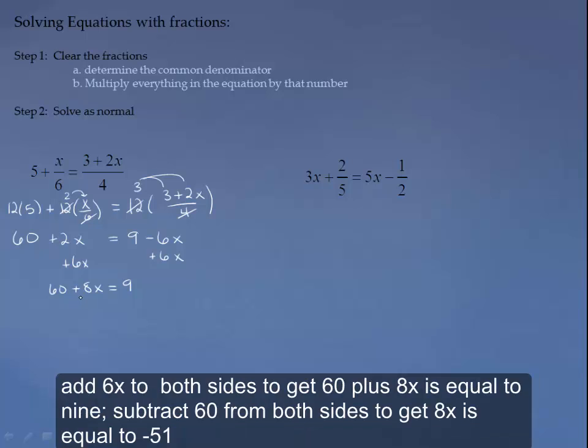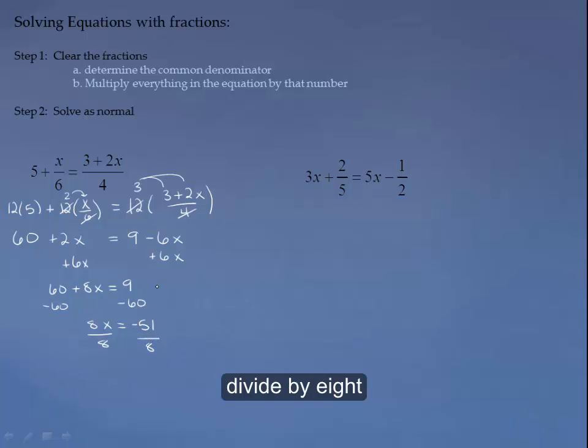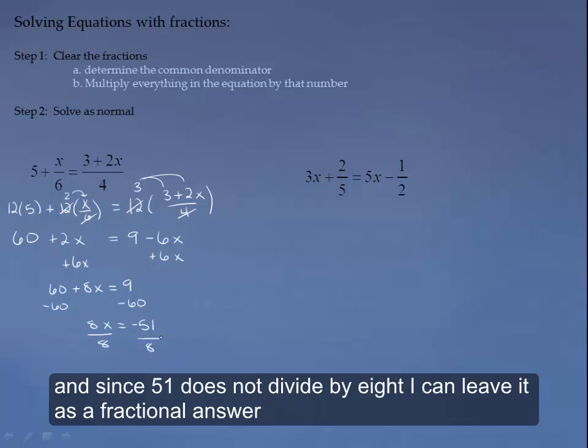Add 6x to both sides to get 60 plus 8x is equal to 9. Subtract 60 from both sides to get 8x is equal to negative 51. Divide by 8. And since 51 does not divide by 8, I can leave it as a fractional answer.